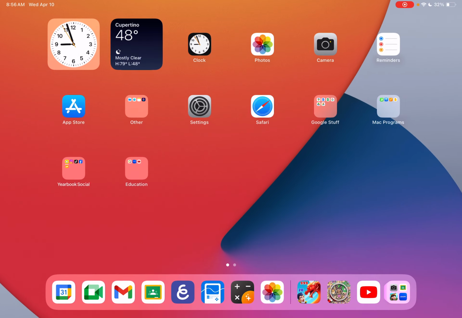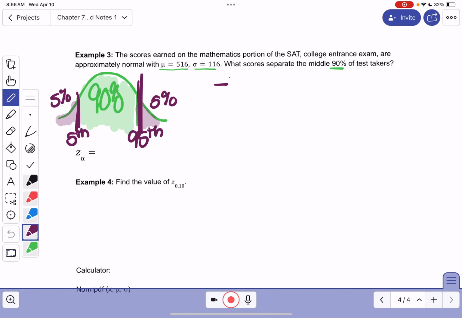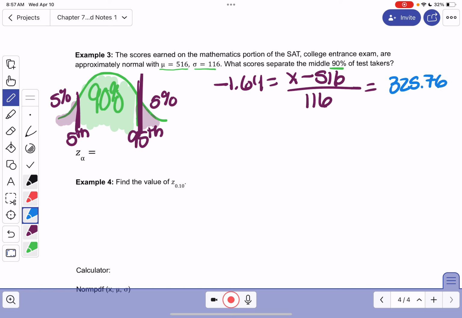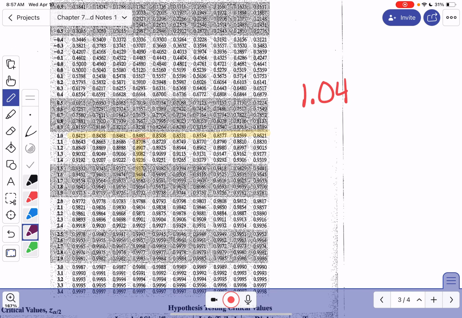So negative 1.64 equals x minus 516 over 116. And if I do that math out, I get 325.76. SAT scores are always whole numbers, so if you said 326, that would be fine. If you left it with the decimal, that would also be fine, because you may not know that. Then we do the 95th percentile. So we're looking for 0.95 this time.